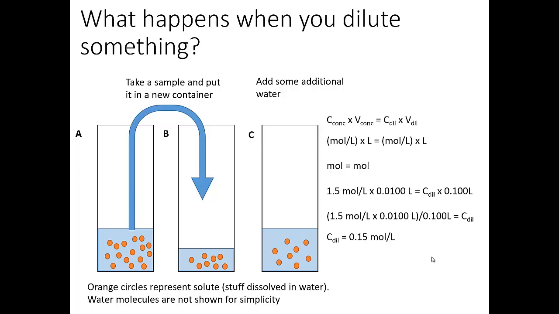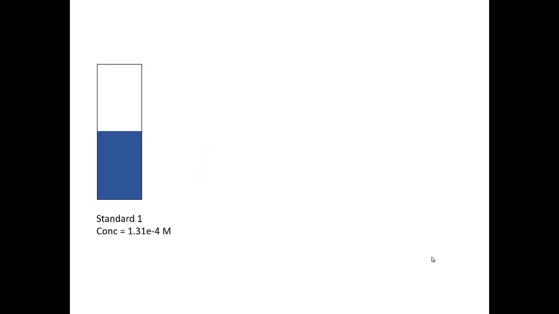So now let's think about this in terms of a serial dilution. So what does that mean? Well, a serial dilution is when you just dilute things over and over. So if you think about it, you're going to have a standard in your lab. I have my standard here, and its concentration is 1.31 times 10 to the minus 4 molar. Yours is going to be different, but the process is still the same, right?